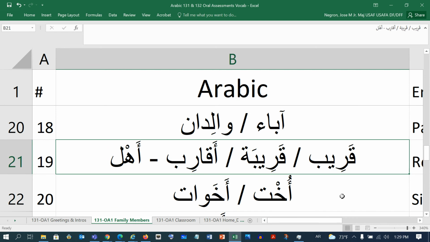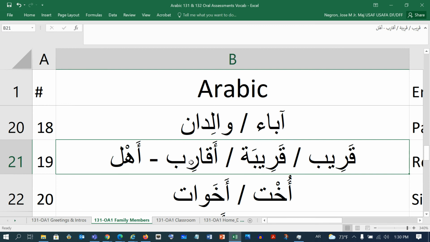Now, if you wanted to talk about a relative, just in general, qarib is a relative, a male relative, qarib with a qaf, and then qariba is a female relative. Now, you could say qaribi, my relative, or qaribati, my female relative. And then the plural form for a co-ed group of relatives is aqarib. Now you could say aqaribi, my relatives, right?